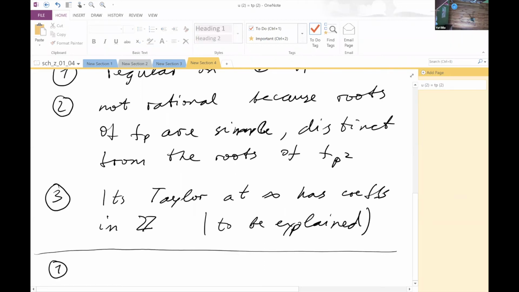Pólya, so property one, that it is regular. Well, all three properties, so Pólya implies, so it is regular, not rational, and has Taylor at infinity with integral coefficients. So Pólya implies that the transfinite diameter of the complement of this H is at least 1. Cannot be smaller than 1, because in this case it must be rational.